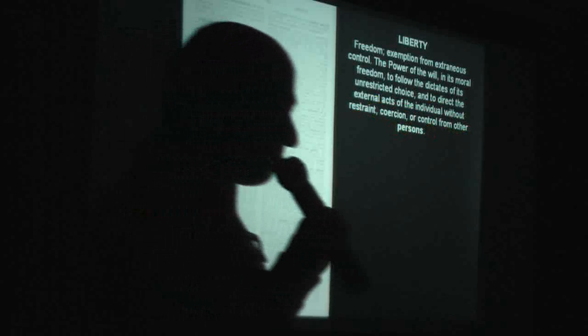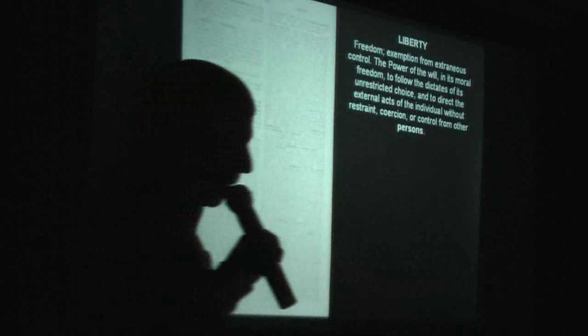Liberty. Freedom. Exemption from extraneous control, the power of the will, your willpower, your voice, whatever you do, how you action it. In its moral freedom to follow the dictates of its unrestricted choice, which we should be able to do, and to direct the external acts of the individual without restraint, coercion or control from other corporations. I would go a bit further on that. I would say liberty is being free from debt, but we'll go there a bit later.